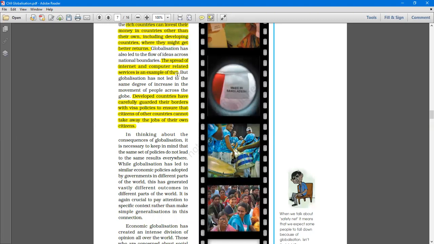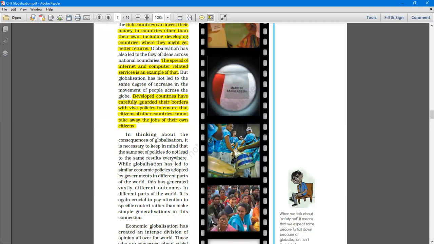So they may set their manufacturing unit here in the developing or in the poor countries, and that's how they can get the benefit. So globalization has also led to the flow of ideas across national boundaries. The spread of internet, computer related services is an example of that. So with the growth of the communication, what happened?